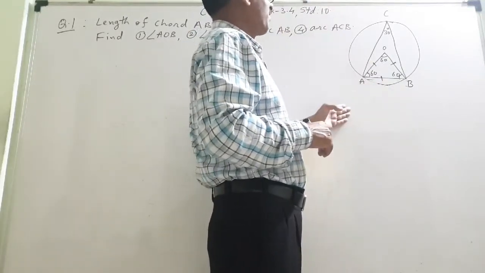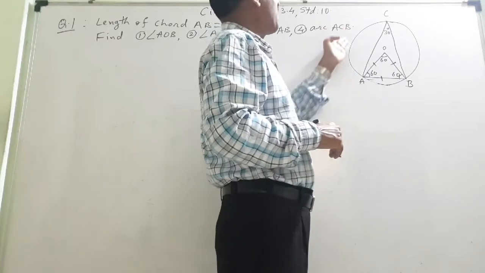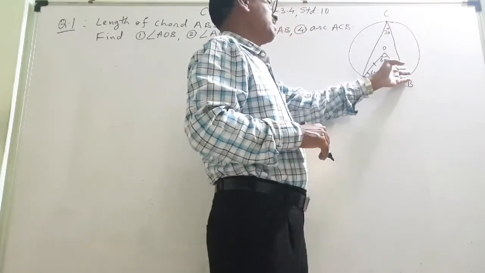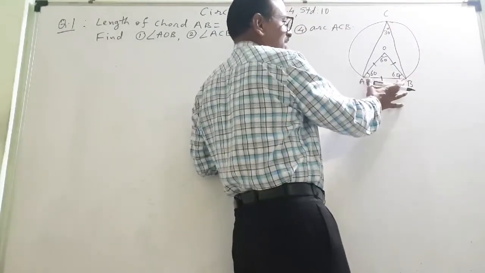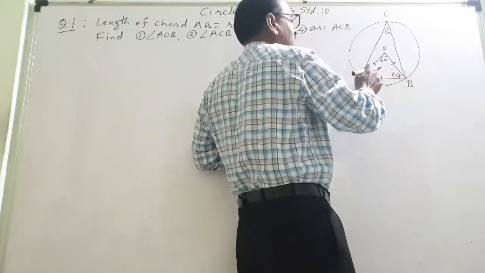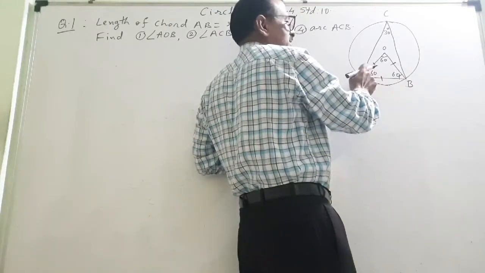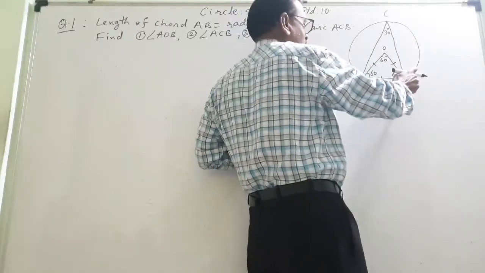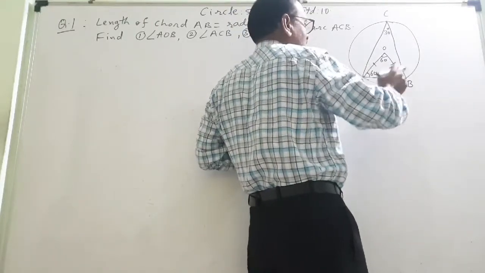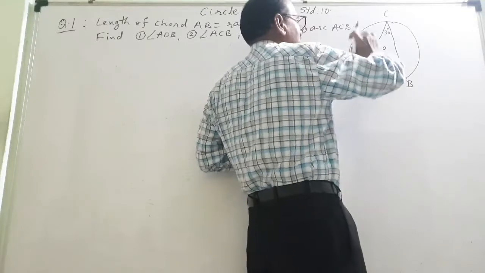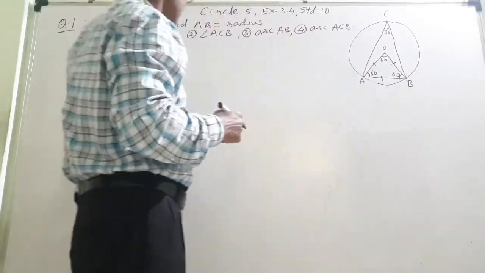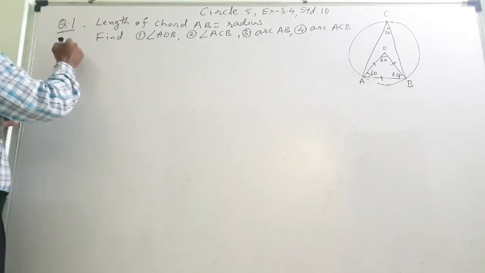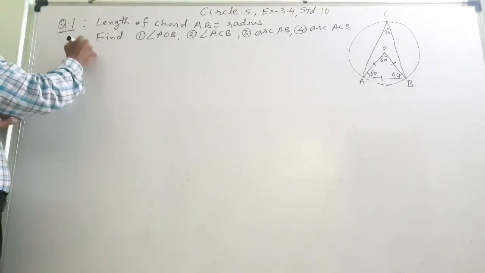Arc ACB. Out of this is the total circle. Measure of the circle is 360 degree. So this arc ACB plus arc AB equal to 360. So this much is 300. 360 minus. So solution, how we will proceed, that you just see.